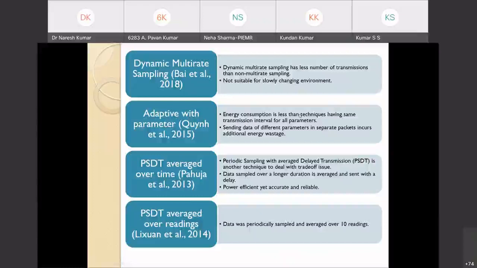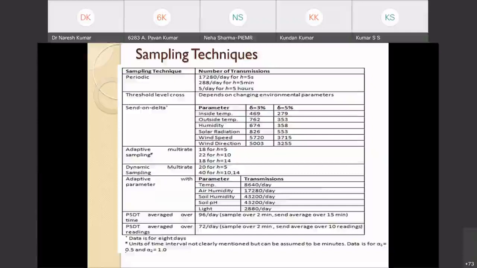And this is the summary of all these parameters, all these sampling techniques. Once we use the number of transmissions, because the more the number of transmissions, the more the energy is consumed.